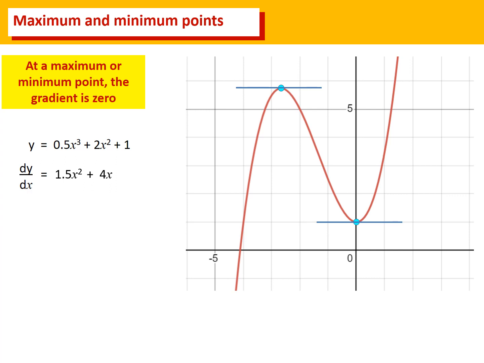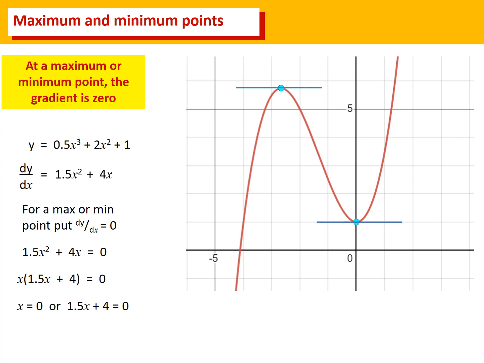That will give us the gradient at any point on the curve. Now for a max or minimum point, we want dy by dx to equal 0. So we put the expression for dy by dx equal to 0, and we solve that equation. We get x equals 0, or the bracket must equal 0. So 1.5x plus 4 must equal 0, and that gives us those two values there of 0 and negative 8/3.